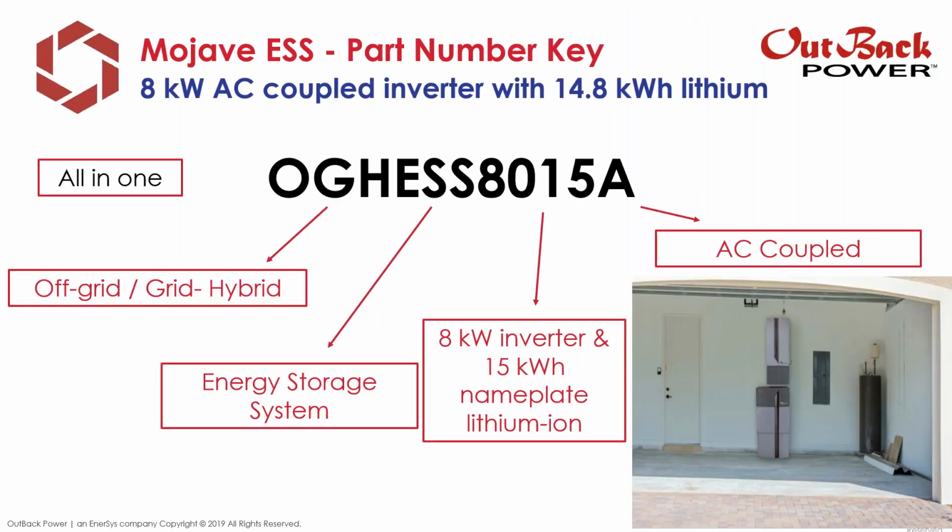So if you're AC coupling, we definitely recommend Mojave. Part number is OGH ESS 8015A, and what that means is it's OutBack grid hybrid energy storage system, 8 kilowatt inverter, 15 kilowatt hour battery. The A just actually means it's North America, so it's a 120/240 split phase, and then the DC coupled version will have a dash PV when we launch that.